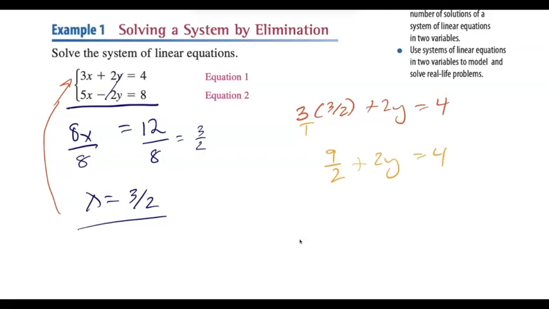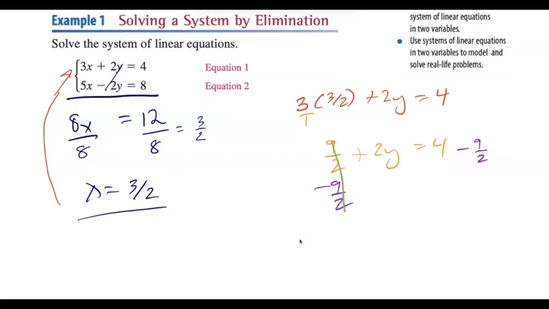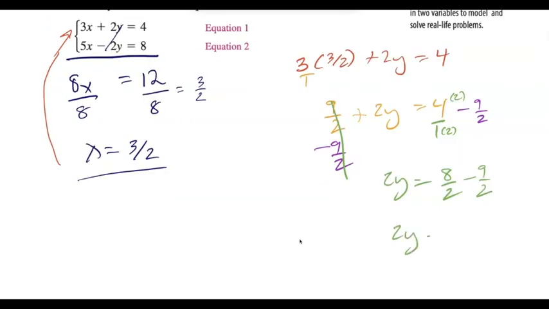Let's subtract the 9 over 2 from both sides. This side's gone. Over here, let's get a common denominator, times it by 2 over 2. Let's show a little more work. I get 8 over 2 minus 9 over 2, so 2y equals negative 1/2.